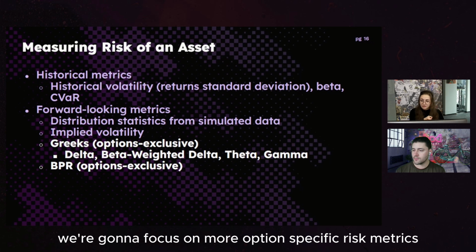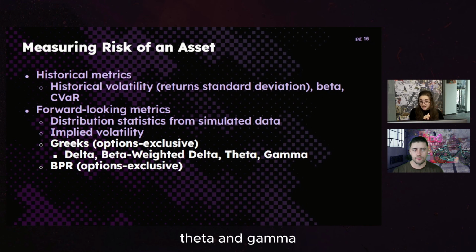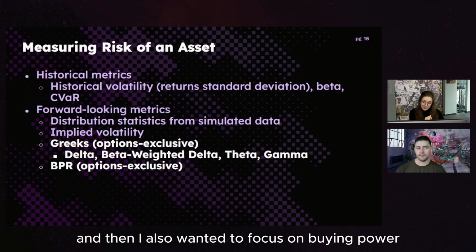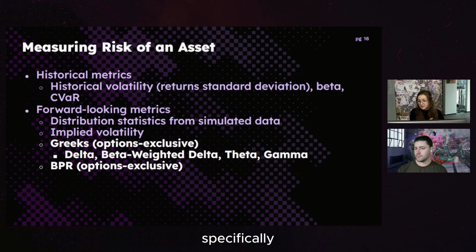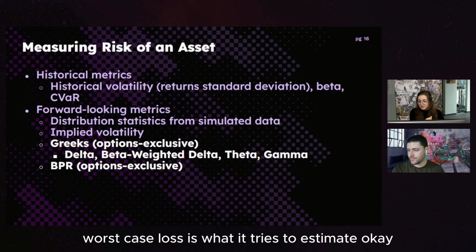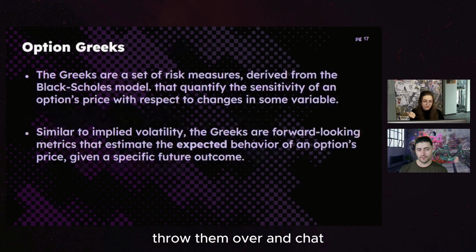For now, we're going to focus on more option-specific risk metrics, which would be the Greeks. Today, I wanted to focus on beta weighted delta, theta, and gamma. And then I also wanted to focus on buying power reduction, which gives you a limited but insightful view on risk, specifically worst-case loss is what it tries to estimate. Okay, so let's get into it a little bit. If you have any questions, feel free to shout those out, throw them over in chat.